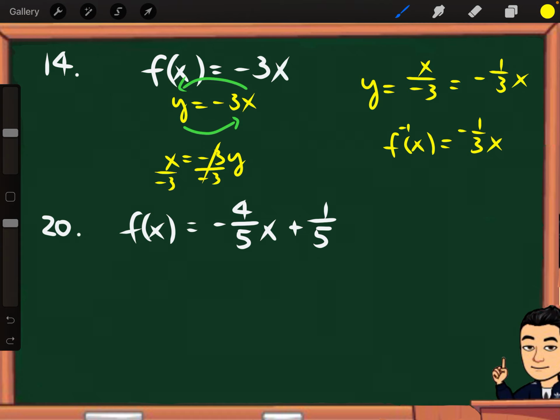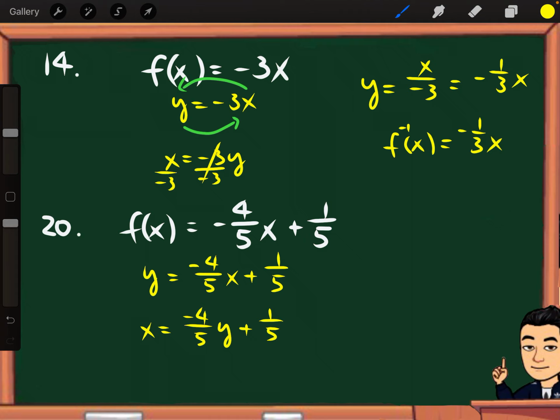Okay, so now let's do this one more time for number 20. First thing I want to do, rewrite f of x as y, and then it is equal to negative 4 over 5x plus 1/5. Okay, swap the x and y. Okay, so you have x equals negative 4/5 y plus 1/5.